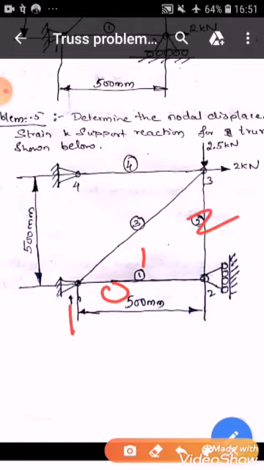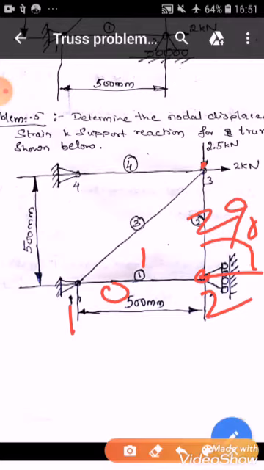Now element 2, its local node 1 is node number 2, that is this point. What is the angle made by this? From the positive x axis you measure the angle in the counterclockwise direction. This is 90 degrees. And this is node 3.